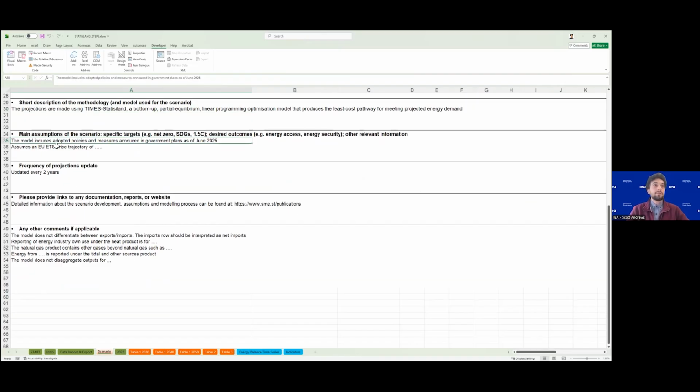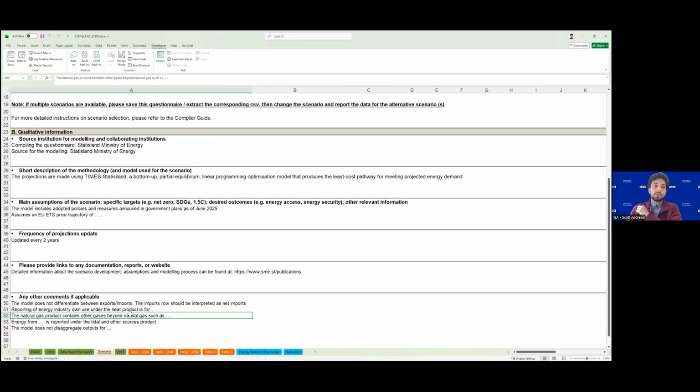I'm saying it includes not only adopted policy, but also announced as of a certain date. And I'm saying that I'm in the EU and I'm following a certain emissions trading system price trajectory for carbon credits. As I mentioned in the other comments here, I've just thrown in some examples. A common one we see is that my model doesn't differentiate between exports and imports, so when I see the import row, this should be interpreted as net imports. Or maybe I can say that under a certain product, certain gases are contained beyond just natural gas, which is one I put here. So here you can put specific assumptions related to certain products and flows that you want to highlight for energy balance reporting.